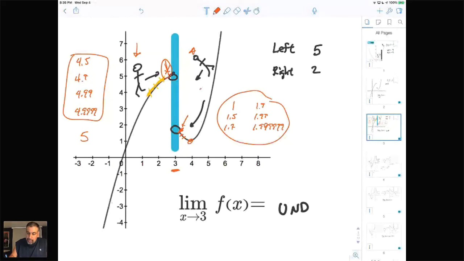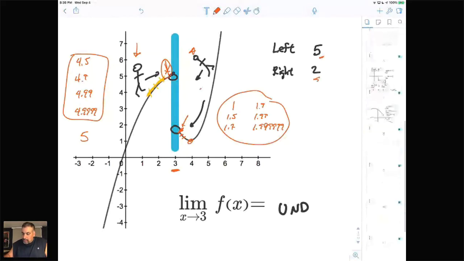And this is the way we found our answers of 2 and 5. So what's really important to understand is, if someone asks you what the limit really means, well, here's the deal. It's nothing more than a guess.